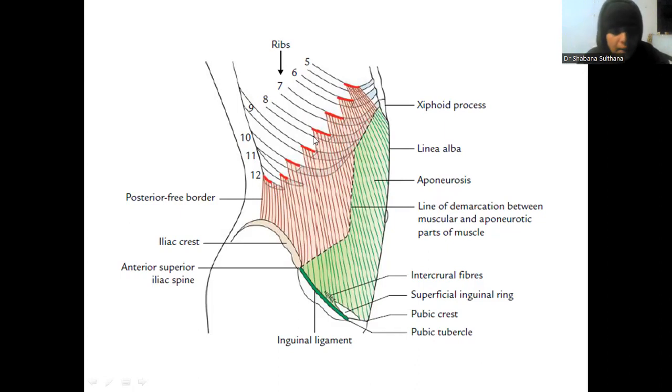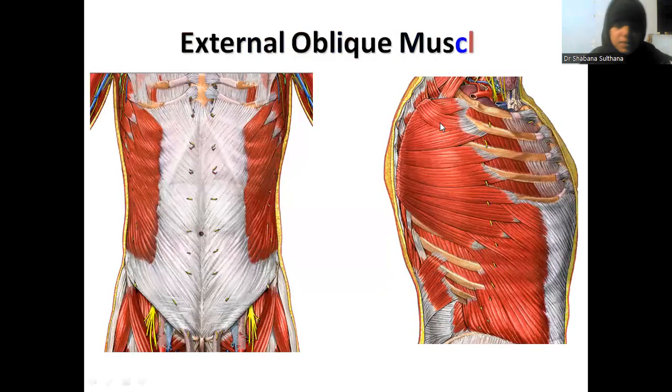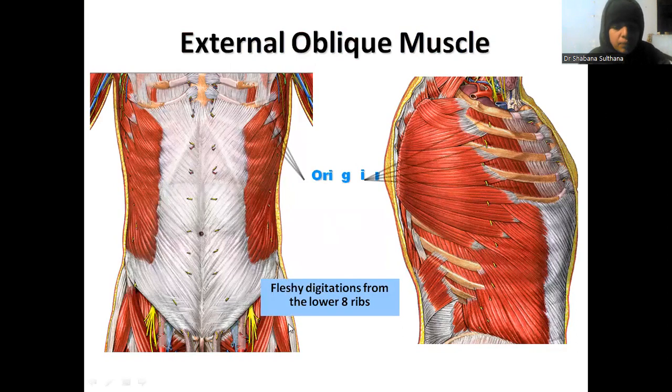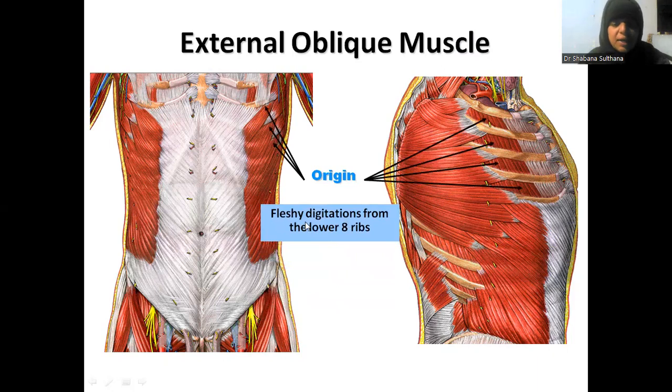So you can just read the origin and insertion of this muscle. First muscle we have is external oblique. Okay. So it is fleshy. It has 8 digitations coming from the lower 8 ribs, like this. You can see this: 1, 2, 3, 4, 5, 6, 7, 8.